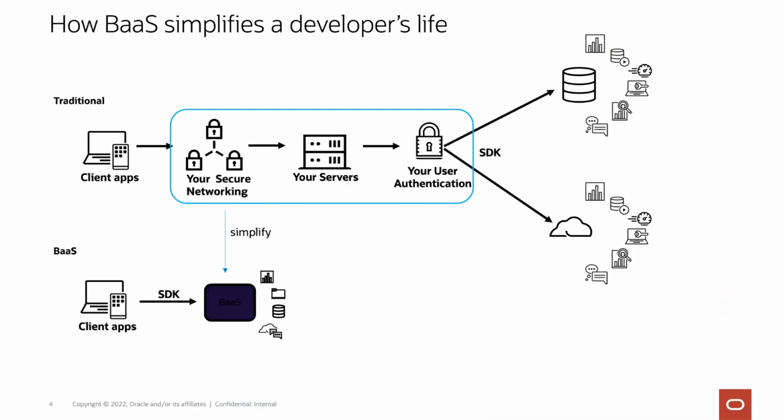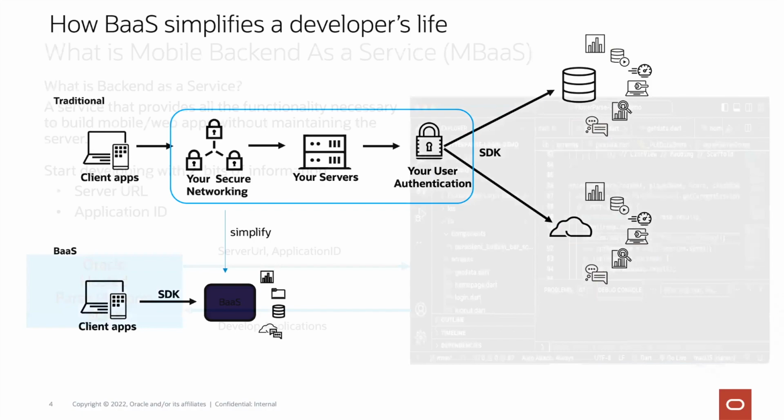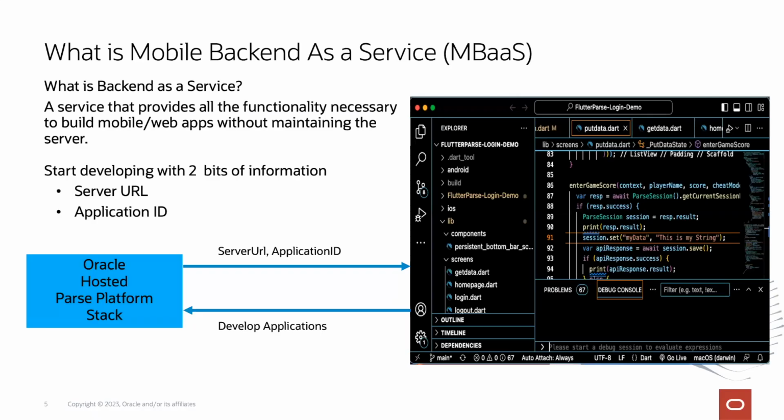So how does a backend as a service simplify a developer's life? Well, it does what it says. It makes the backend a service by combining the database and servers into a black box that offers a broad API set for client application development. And mobile backend as a service is that same thing, except the API set is a broad mobile-focused API set. It has all the things that a mobile application would expect from a platform.